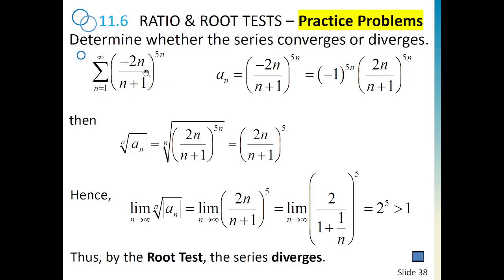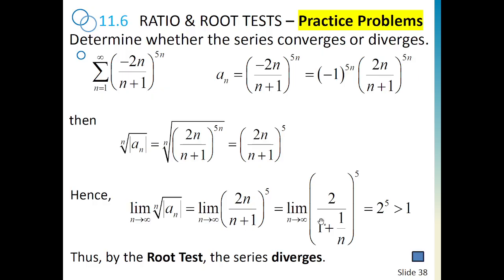Here again, everything is to the power 5n. So again, the nth root would simplify things. So the root test is to be used. Now here the power is 5n, so it's going to be 5n divided by n. So it's going to be 5 only. So just be careful. Now we need the limit of this expression when n goes to infinity.